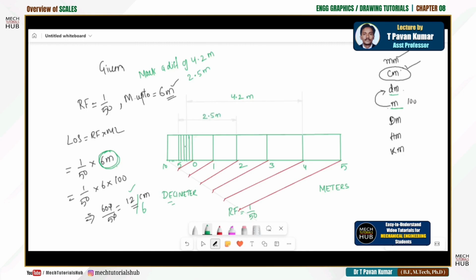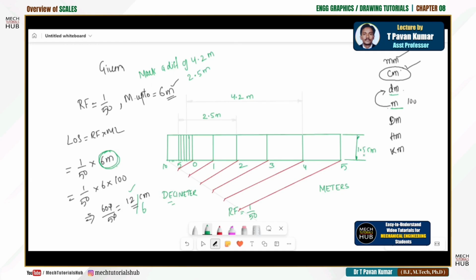This is about a simple plane scale construction. And this dimension should be 1.5 centimeters. Okay, this dimension should be 1.5 centimeters. Or else you can say 1 centimeter is also fine, but that is the standardized one. This is one more problem based on plane scale.